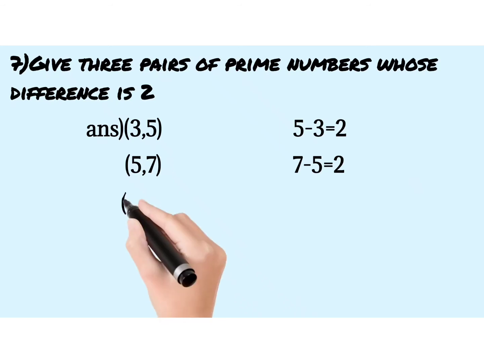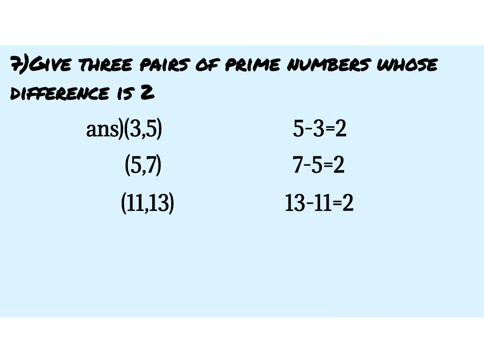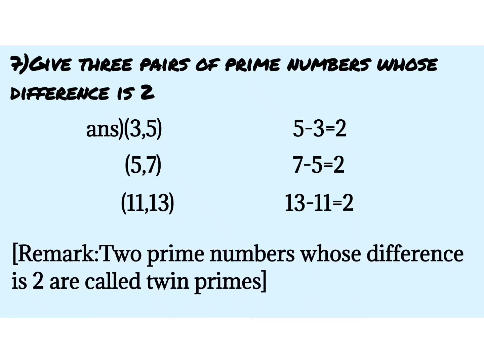Then the third pair, 11 and 13. If we subtract 13 minus 11, the difference is 2. Students, after 7, I cannot take 11. Why? Because the difference is 4. 11 minus 7, the difference is 4. So we cannot take that, and we need a difference of 2. So students, note this point. 2 prime numbers whose difference is 2 are called twin primes.